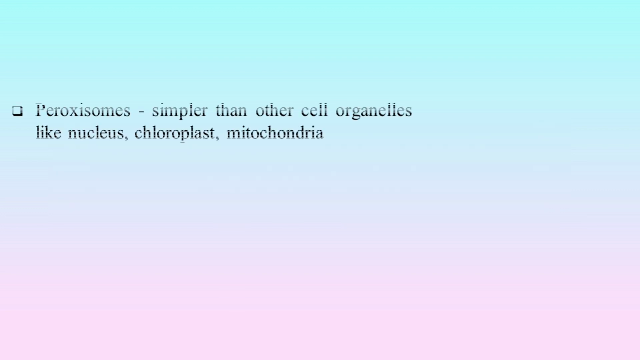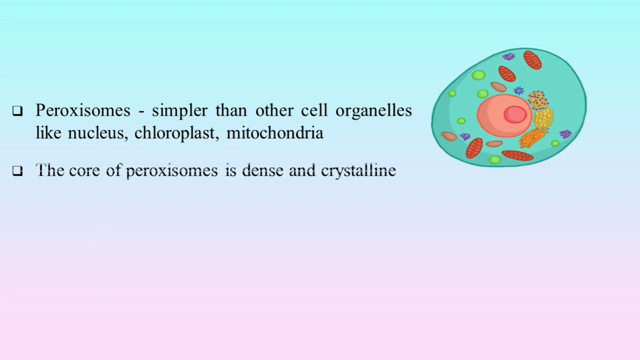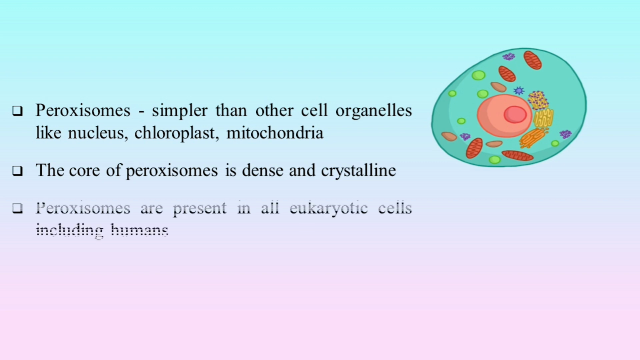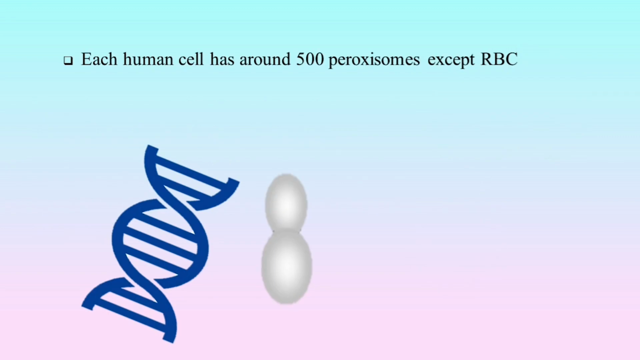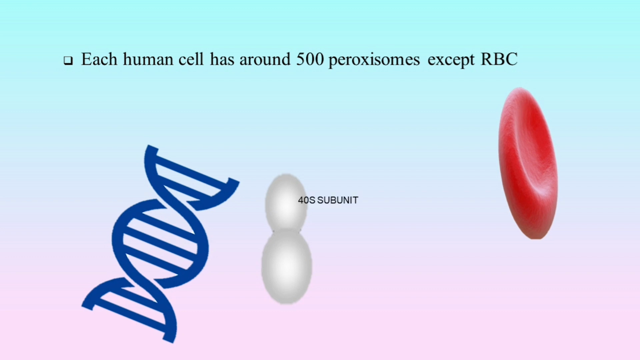Peroxisomes are far simpler than other cell organelles like the nucleus, chloroplast, and mitochondria. The core of peroxisome is dense and crystalline. Peroxisomes are present in all eukaryotic cells, including human beings. Each human cell has around 500 peroxisomes except the red blood cells. Peroxisomes lack DNA and ribosomes.